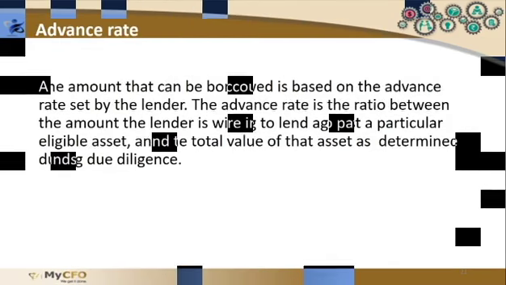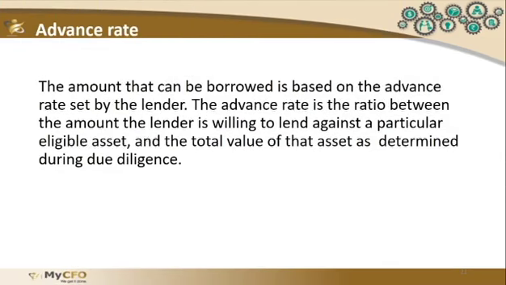Advance rate. The amount that can be borrowed is based on the advance rate set by the lender. The advance rate is the ratio between the amount the lender is willing to lend against a particular eligible asset and the total value of that asset as determined during due diligence. So what happens is, depending on the dilution in the AR and the inventory ineligibles, the lender comes up with an advance rate. It could be a lower rate, say 70-75%, where you have a dilution of about 10%, or if you have dilution below 5%, it could be as good as 85%. And if you have credit insurance, it could be as good as 90%.